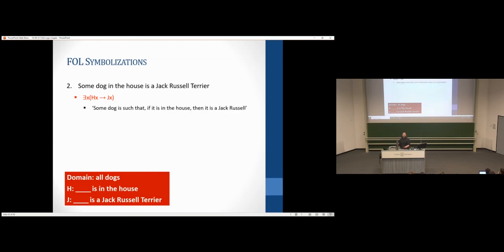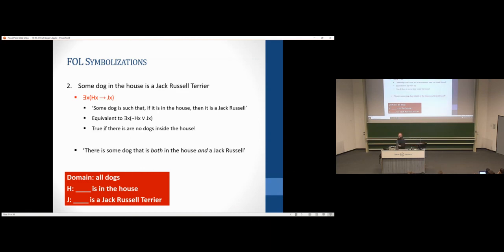This says some dog is such that if it's in the house, then it's a Jack Russell. And what's an easy way to make that true? We find a dog that's not in the house. Any dog that's not in the house will make this true, because a dog that's not in the house makes the antecedent false, and every conditional with a false antecedent is true. So this isn't quite tracking what we want. We have to use the conjunction.